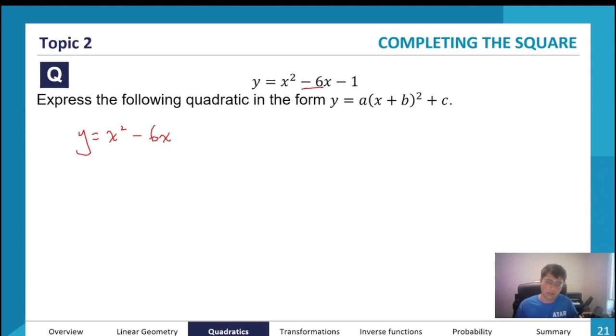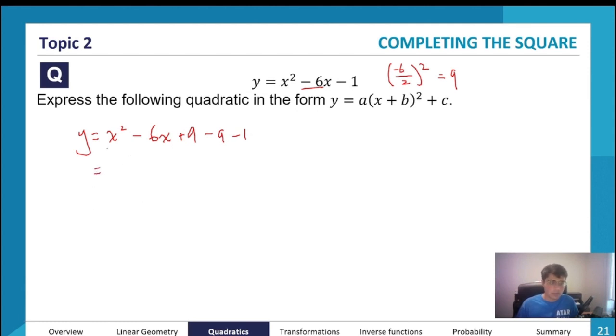Then we want to think about what b squared over 4 is. In this case, we're doing negative 6 divided by 2 and then squared, which is the same as b squared over 4. So negative 6 divided by 2 is negative 3, and then we square that, we get 9. So what we can write here is x squared minus 6x plus 9 minus 9. And then we've just got this minus 1 at the end there.